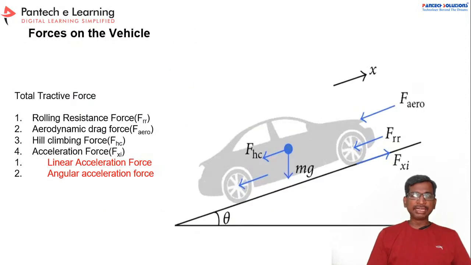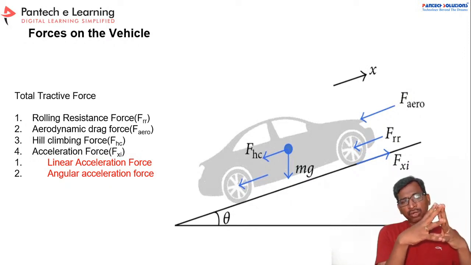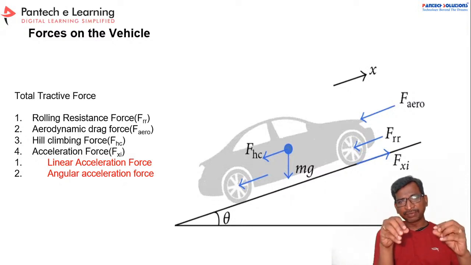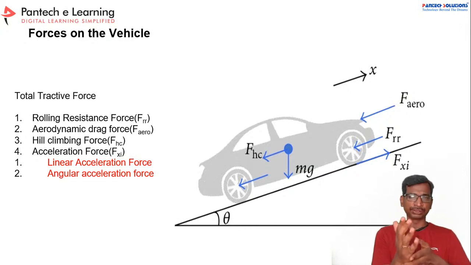So in that case, there are different types of forces acting on the vehicle. The first one is the rolling resistance force, then the aerodynamic drag force, hill climbing force, and acceleration force. In that acceleration, there are linear as well as angular accelerations. So here we have to calculate the rolling resistance and aerodynamic drag. We have to calculate all these forces and then multiply by the velocity of the vehicle. Then we can know how much total power is required to overcome these forces.